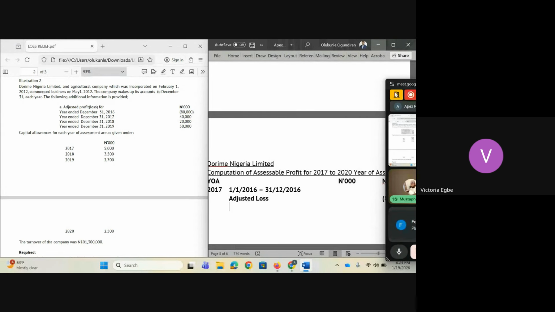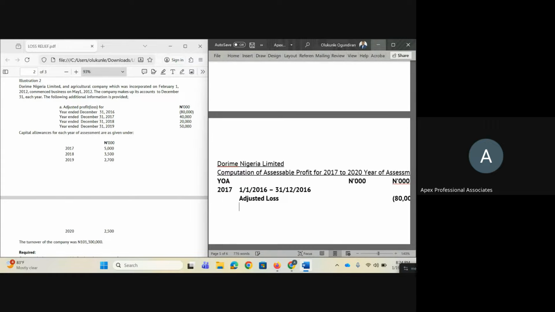Right. So we have 80,000, yes? So we have unrelieved loss carried down. How much is that? 80,000, yes? Then the assessable profit is nil. We are able to move on from there.